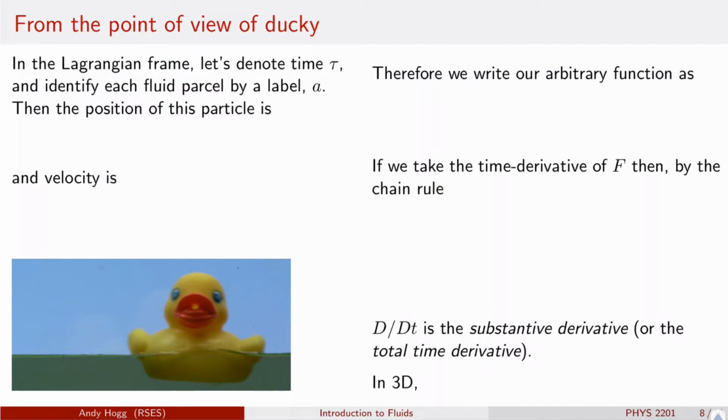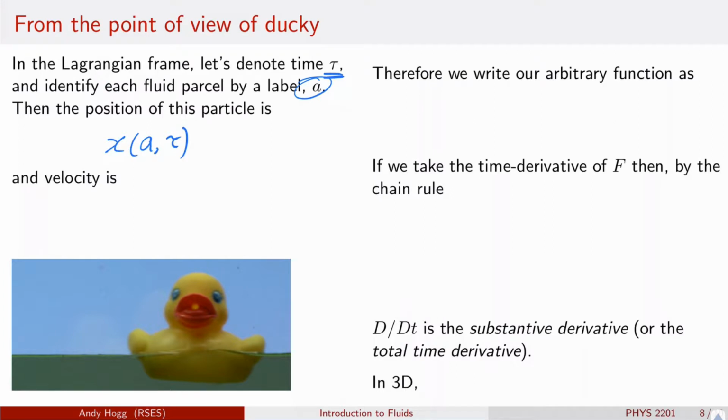In the Lagrangian frame, we're going to denote time by the variable tau, noting that tau is just equal to the regular t that we use for time, but we're also going to identify each fluid parcel by a label, A. Think of this as we're going to give each duck a name. Then we can write the position of each particle as x, the position in the horizontal, of A, tau. We could generalize this to 3 dimensions if we wanted by making x and A vectors, but we won't do that for now.